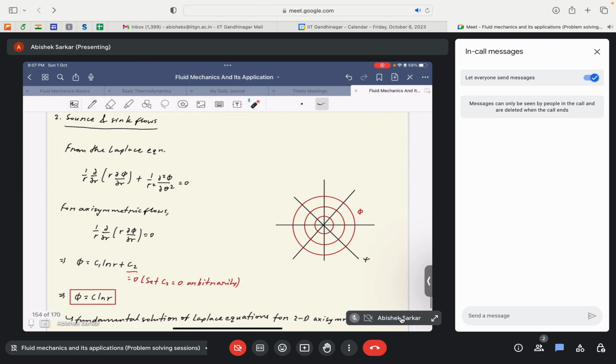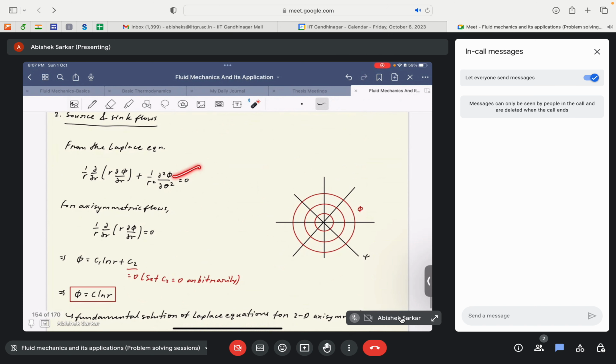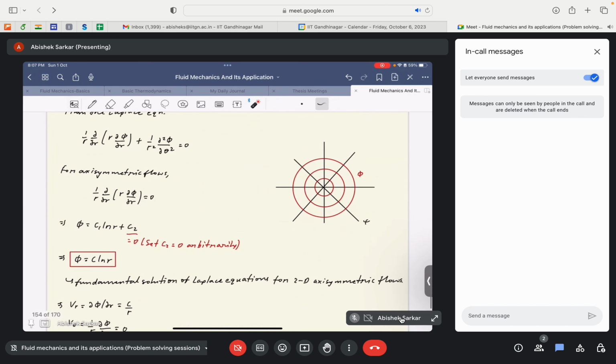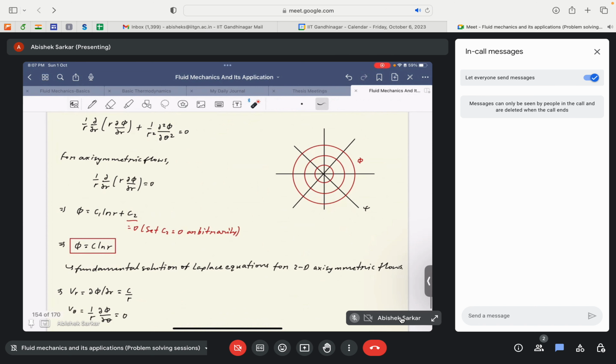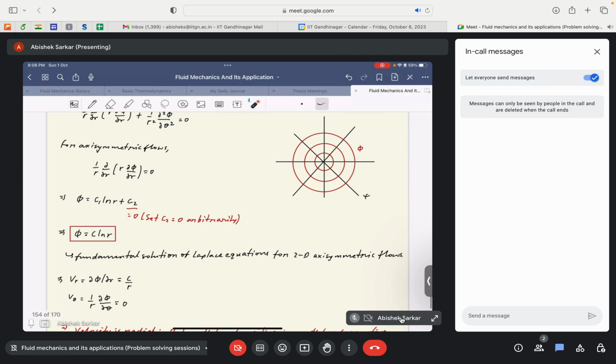Okay. For source and sink flows, since finding phi is very simple, first we start by finding the potential function. The Laplace equation in 2D will govern the flow field for this kind of geometry, because we are using cylindrical coordinates. Then for axisymmetric flows, that is, flows independent of the theta coordinate, this term will be equal to 0. Then we are only left with the first term, which is a second order equation, and if we solve it, our solution will be of this form: C1 ln r plus C2.